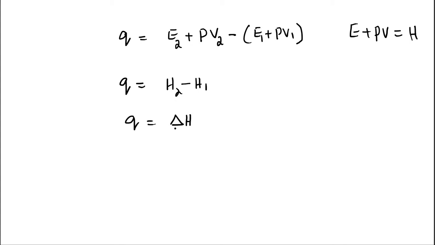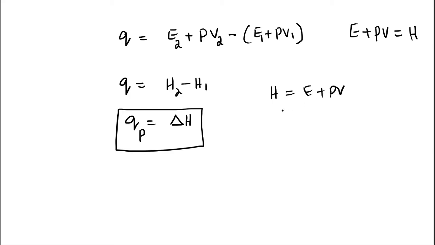Heat supplied at constant pressure results in the change in the term H. What is the H here? H is enthalpy. Now I can represent the constant pressure process as QP. Therefore, this is the expression for heat transferred at constant pressure. What is the H? H is enthalpy, E plus PV, which is enthalpy.